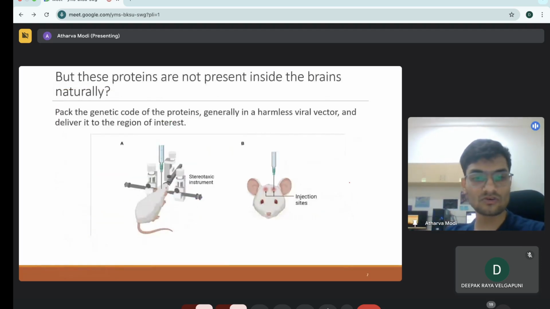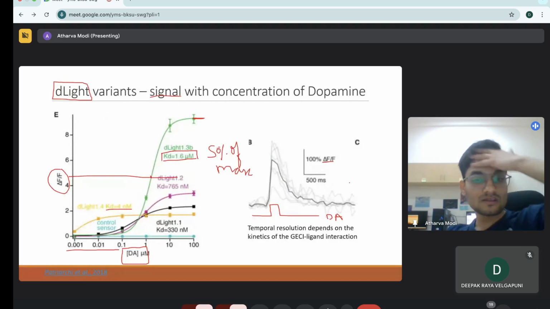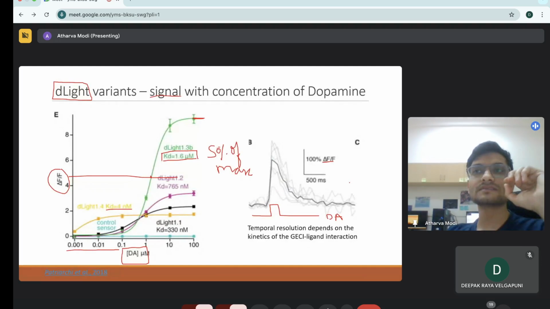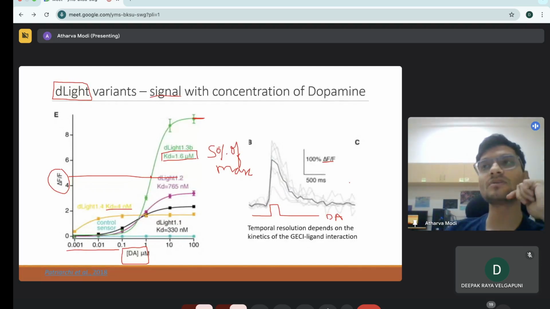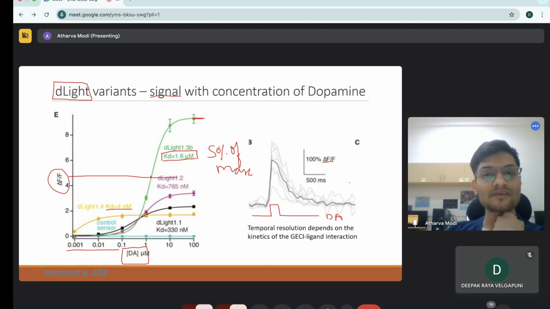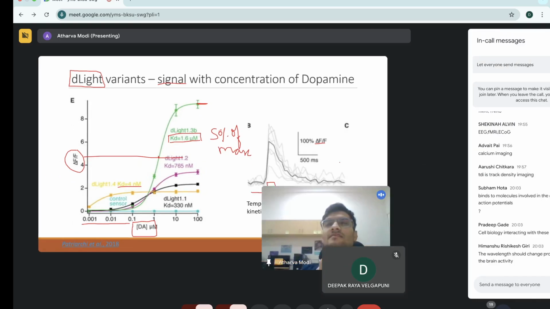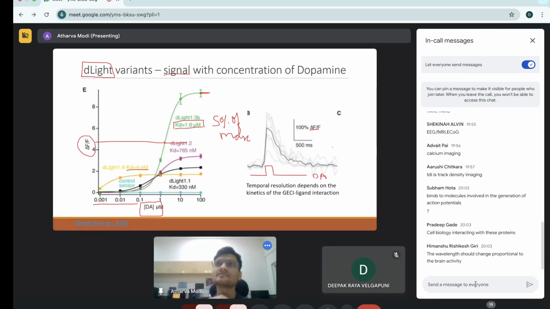This is the overall gist, but the thing is that these kinds of proteins are not expressed inside the brain. So how do we get them into the brain? That's one question. We can measure different kinds of neurotransmitter or activity level inside the brain using these, but how do we get them inside the brain? Can anybody answer that? It's very simple.